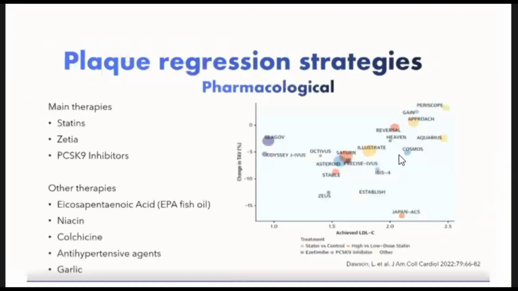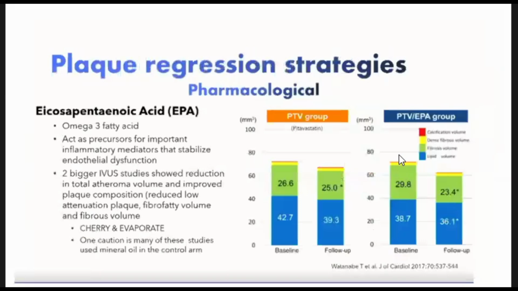And we have moved on to the pharmacological agents. The only agents proven to cause plaque regression are statins. The others are ezetimibe and PCSK9 inhibitors. All the others have controversial evidence, and there is evidence for aged garlic extract also. But it is a small study. They have shown aged garlic extract can also cause some plaque reversal.